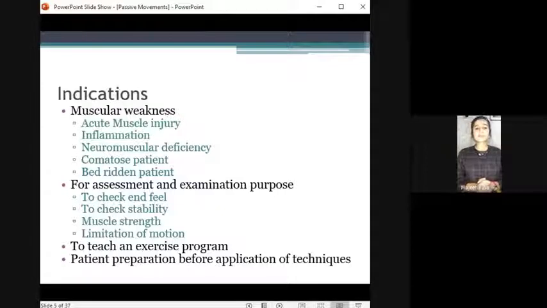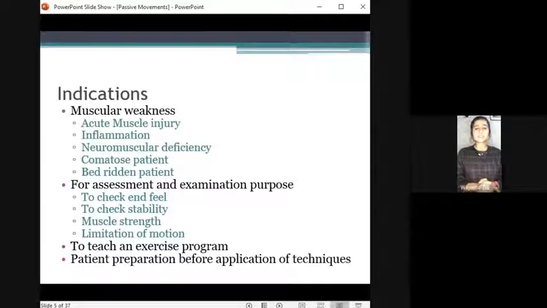The next one is for the assessment and the examination purpose. Before giving a physiotherapy plan to a patient, we have to check the patient properly. For this, we perform the passive movement to check the end-phase stability and the muscular strength and to assess the limitation in the range of motion.